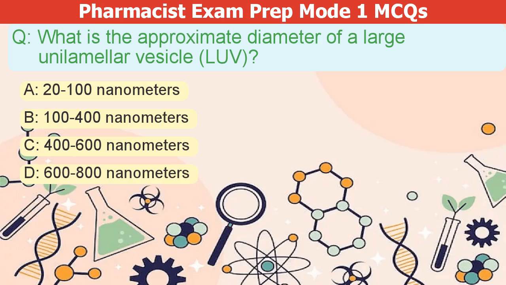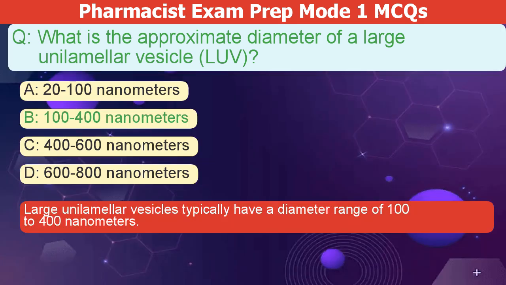What is the approximate diameter of a large unilamellar vesicle, LUV? A. 20-100 nanometers. B. 100-400 nanometers. C. 400-600 nanometers. D. 600-800 nanometers. The correct answer is B. Large unilamellar vesicles typically have a diameter range of 100 to 400 nanometers.